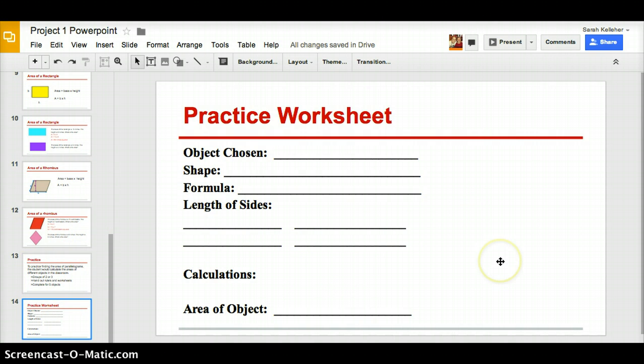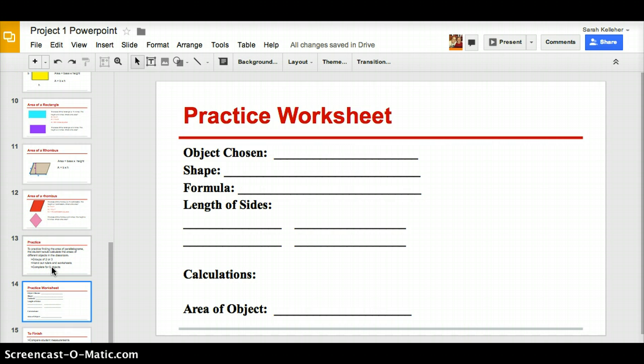This is an example of the practice worksheet that we would hand out to students. Students would have to identify the object chosen, the shape of the object, the formula to find the area of that shape, the length of all of the sides needed to solve the problem, their calculations, and the final area of the object with correct square units.